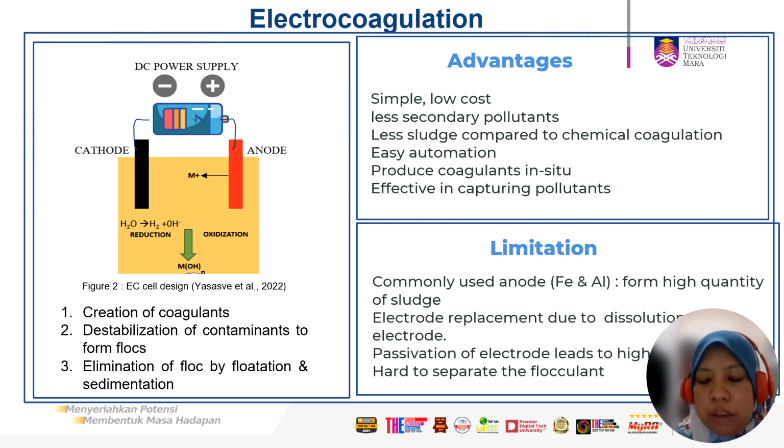pollutant. However, the limitations are that the commonly used anode or conventional electrodes of iron and aluminium form a high quantity of sludge, and there is a requirement for electrode replacement due to dissolution of the electrode and also passivation of the electrode, which leads to high cell voltage, and in some cases it is very hard to separate the flocculant.